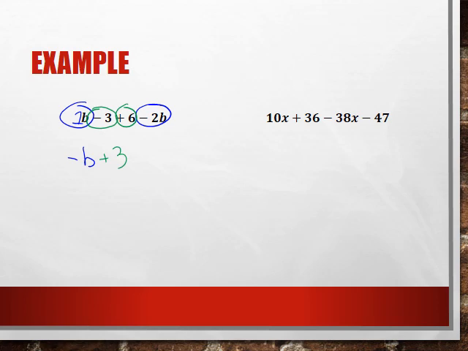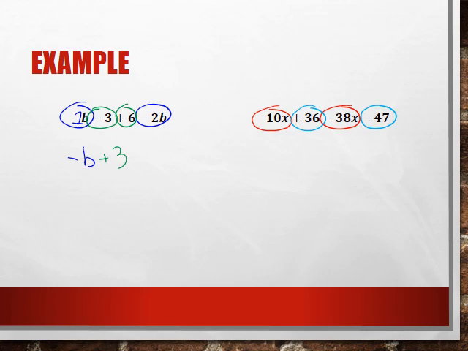Looking at my next one, I have 10x plus 36 minus 38x minus 37. Well, that gives me a positive 10x and a negative 38x. I also have a positive 36 and a negative 47. Those are the things that are alike, and then I can actually simplify.